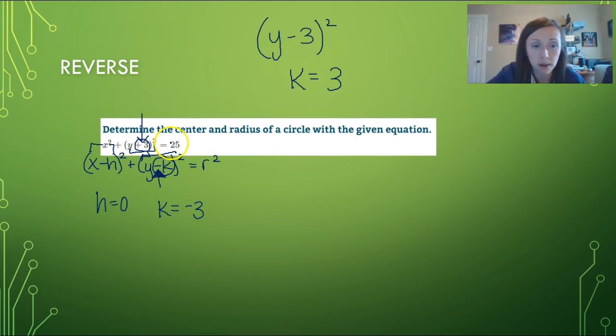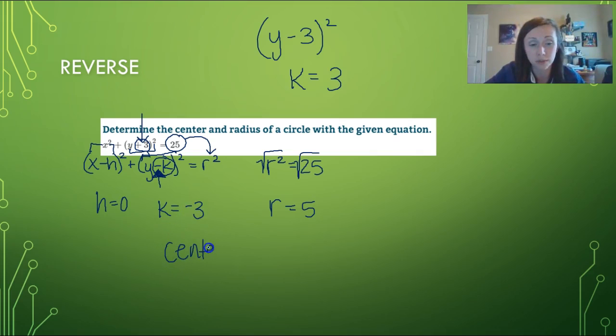Now, finishing the rest of the problem, the 25 represents r squared. This is another place students trip up. If r squared is 25, that means that the value of r is the square root of 25, which is 5. So in conclusion, the center of this circle, using h and k as the center, is (0, -3), and the radius of the circle is 5.